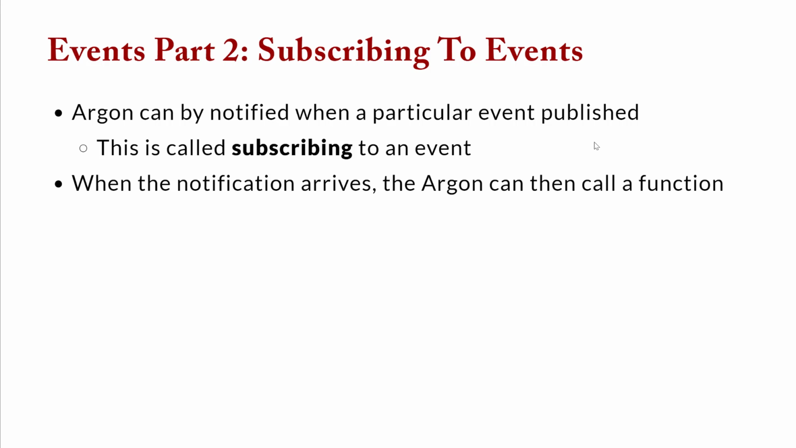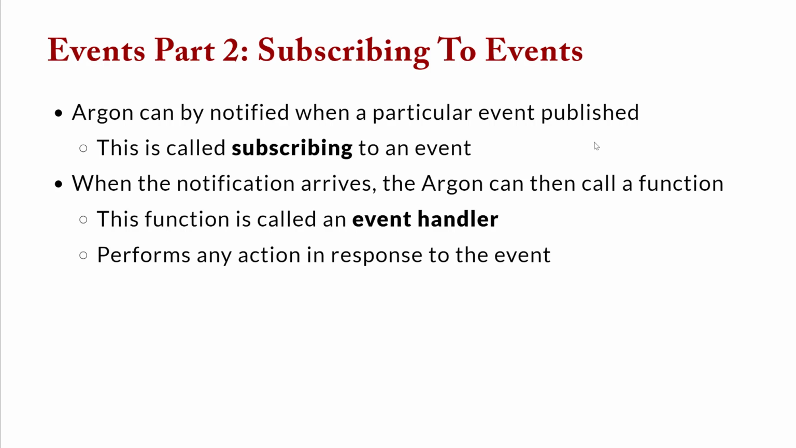What happens is when the notification arrives, the Argon will call a particular function that's been set up ahead of time. We call this an event handler. It's not the name of a special function. It's like saying this is a variable. So an event handler is a particular kind of function that we're going to write.